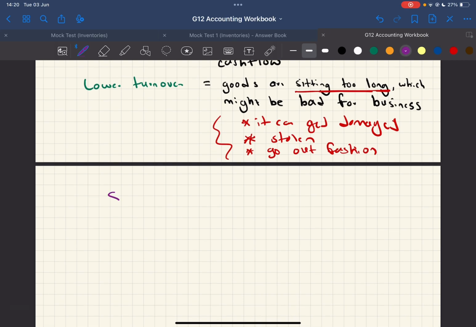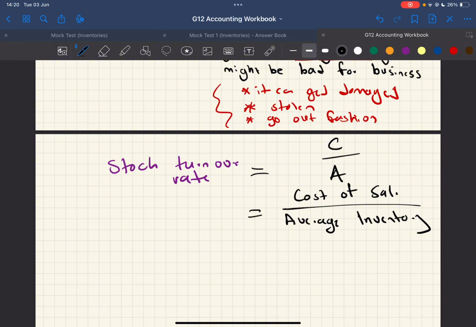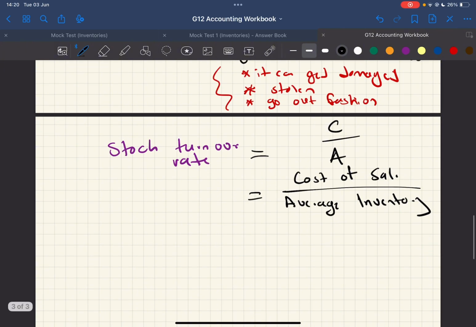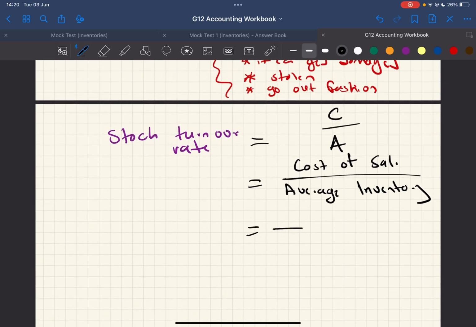So I'm just going to write it here. Stock turnover rate, the way I used to remember it back in school is, I'd say it's CA, right? By CA, I used to basically say the cost of sales over the average inventory, right? So I used to say stock turnover rate is equal to C over A, which is cost of sales over average inventory. And cost of sale is basically the cost of the stock that we sold during the year, right?